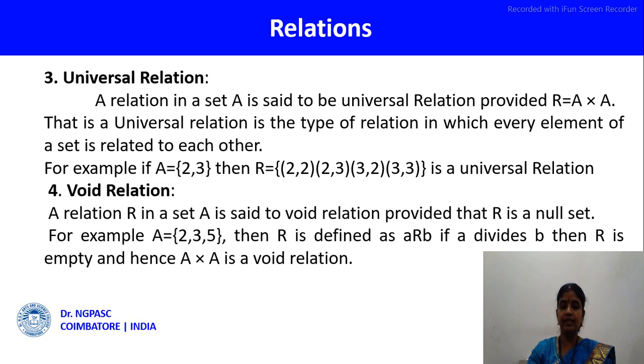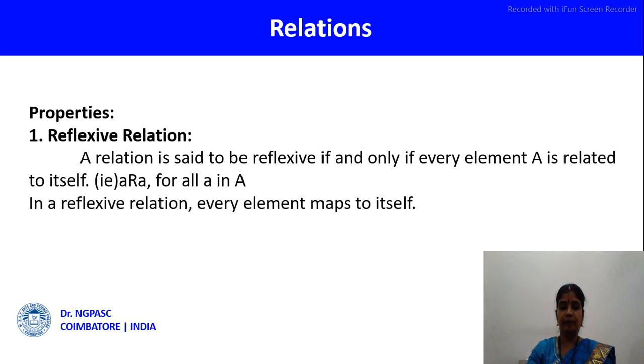That means it is a universal relation. Void relation. A relation R in A is said to be void provided that R is the null set. For example, consider A equals {2, 3, 5}. Then R is defined as a related to b if and only if a divides b. Here there are no such situations, so R is empty. Hence it is a void relation.